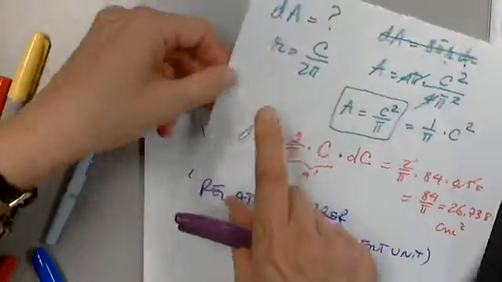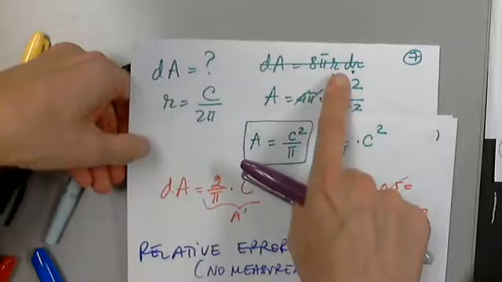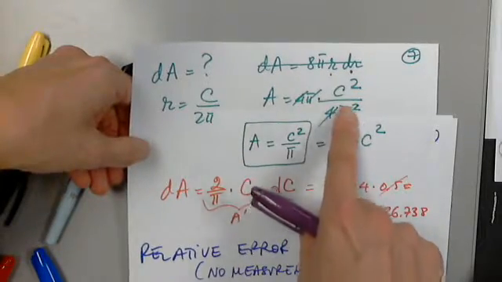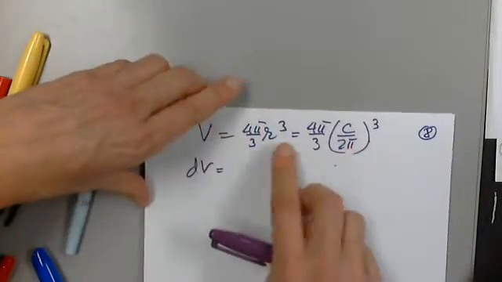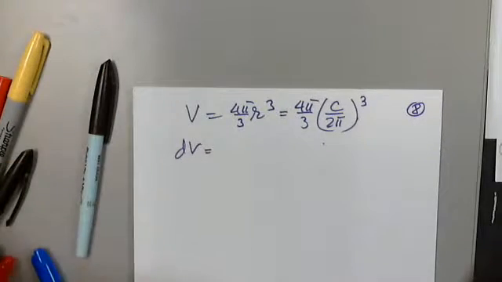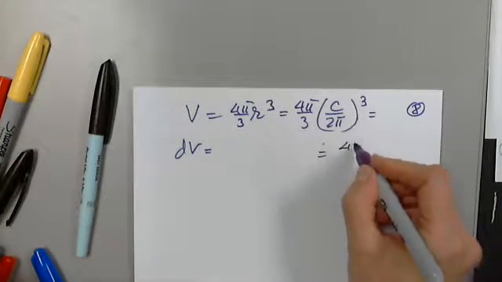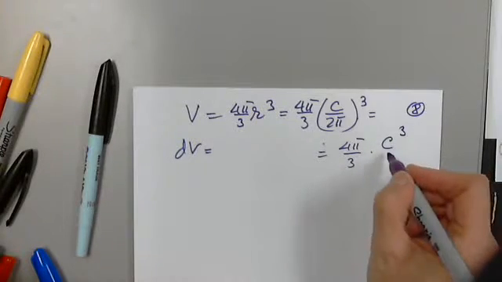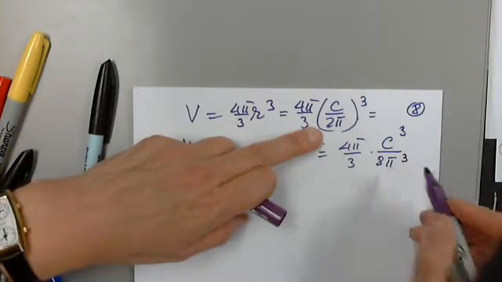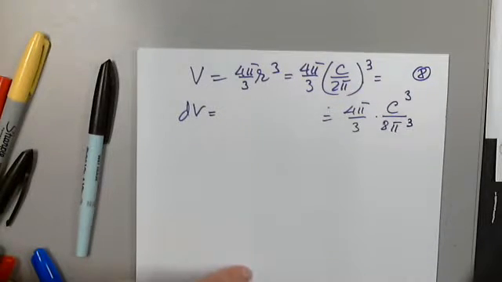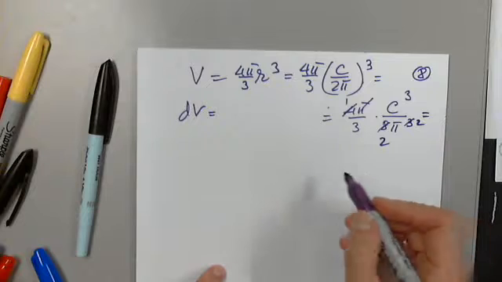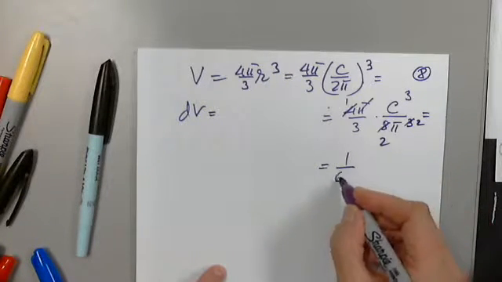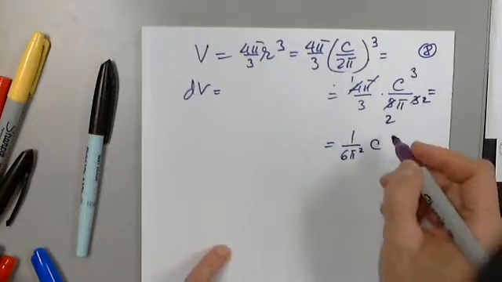So, like we did here with the area, we had to replace the r squared as C squared over 4 pi squared. So the same thing here. So we replace r by C over 2 pi. So then I continue simplifying. 4 pi over 3 times C to the third divided by 8 pi to the third. C to the third, 2 cubed, and pi cubed. I will simplify by 4, and I will simplify by a pi. So I get 1 over 6 pi squared times C cubed.